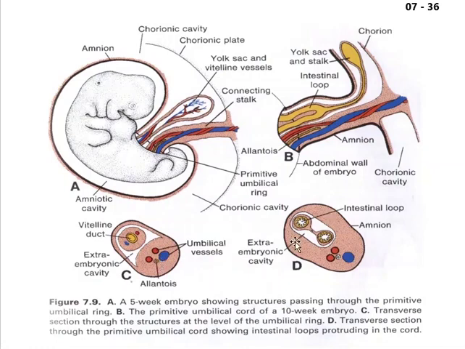And here, this is a transverse section through the primitive umbilical cord showing the intestinal loop and two umbilical arteries and a single umbilical vein, and here the allantois.